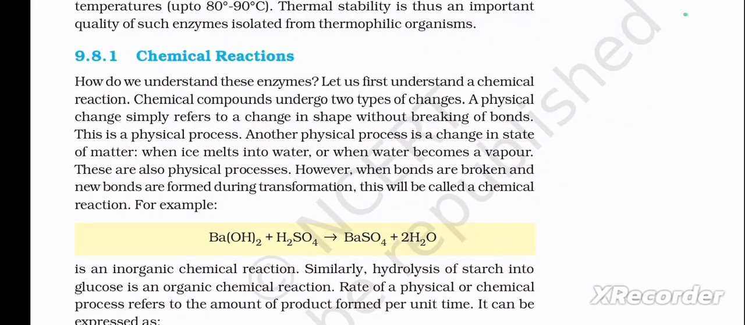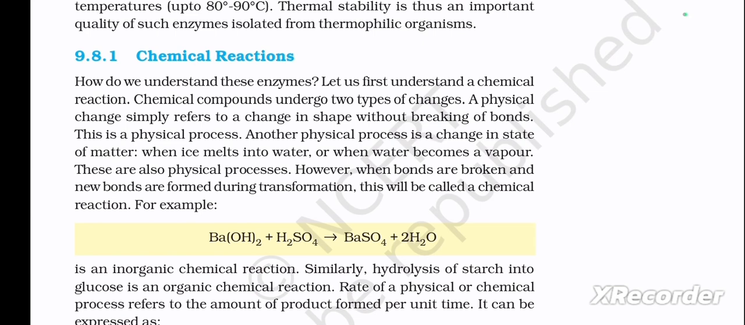Next, 9.8.1 Chemical reactions. How do we understand these enzymes? Let us first understand a chemical reaction. Chemical compounds undergo two types of changes. A physical change simply refers to a change in shape without breaking of bonds. This is a physical process. Another physical process is a change in state of matter, when ice melts into water or when water becomes vapor. These are also physical processes.